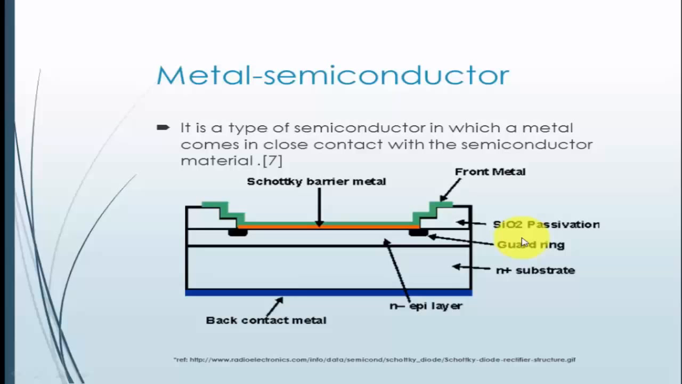Okay, now let's talk about the metal semiconductor. The metal semiconductor is a type of semiconductor in which a metal comes in close contact with the semiconductor material. The metal here, the metal film, must be very thin to avoid large reflection and absorption losses. And as for the guarding, it is to protect from breakdown effects around the metallized area because of the high electric field, and also to protect from the leakage effect. So now let's see what the energy band diagram looks like for the metal semiconductor.